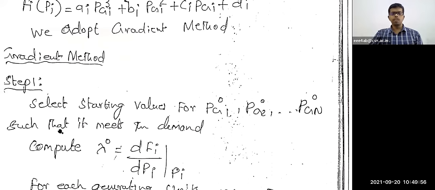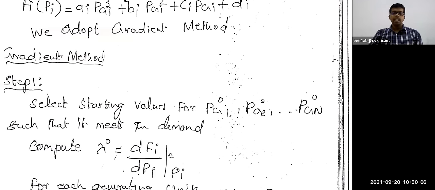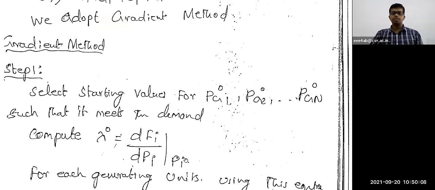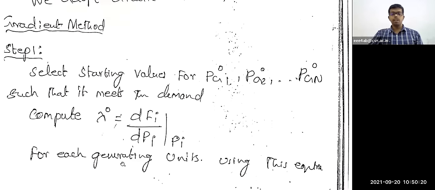Next, step number 2. Step number 2 is compute lambda naught. Lambda naught is equal to df_i divided by dP_i, by substituting P_i, where P_Gi and P_i are the same. So lambda naught is equal to df_i divided by dP_i, substituting P_i for each generating unit using this equation. This is step number 2.